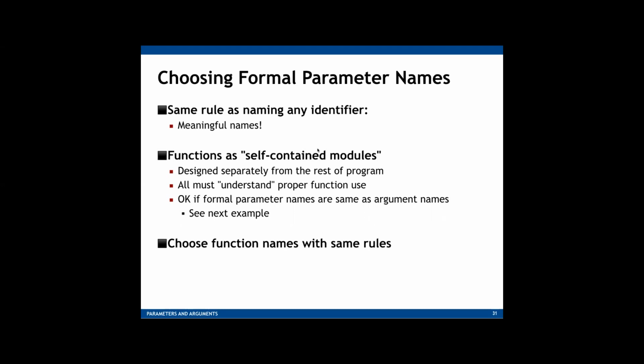It is okay to give parameter names the same as argument names, provided that the argument names are meaningful. Arguments may well be variables in other functions. If the programmer follows the naming rules for identifiers, the variable should have a meaningful name. So many times the parameter names are the same as the argument names. And obviously we should also give a meaningful name to the function.